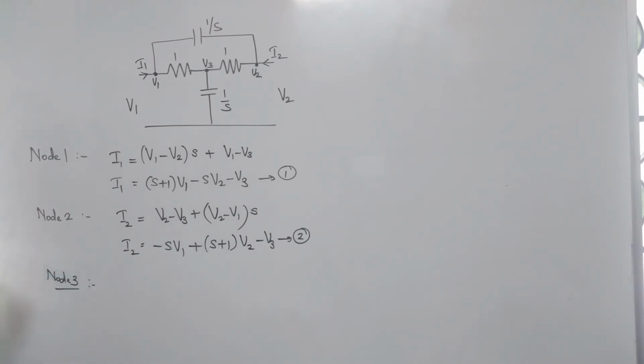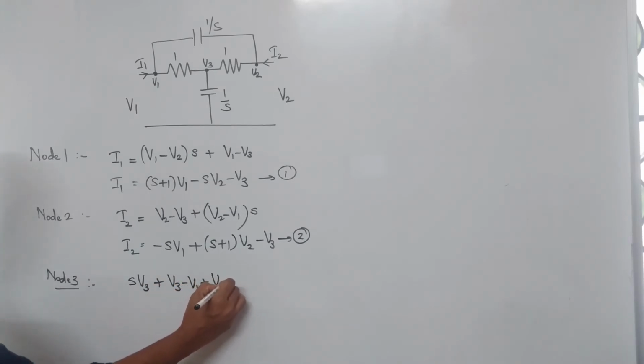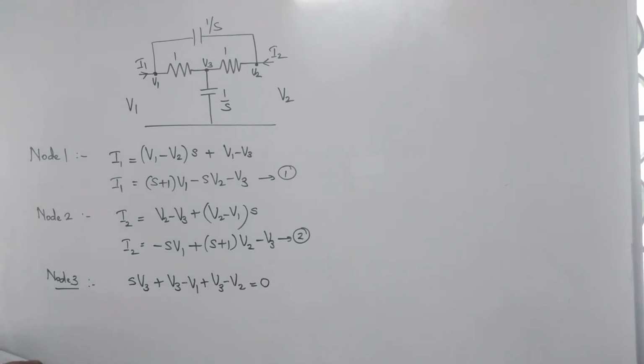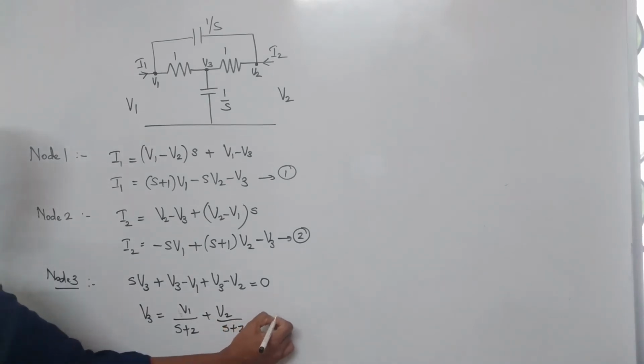With respect to V3, we can write V3 by 1 by S, that is S into V3, plus V3 minus V1 plus V3 minus V2 equal to 0. From there we can write V3 is equal to 1 by S plus 2 into V1, or V1 by S plus 2 plus V2 by S plus 2. This is equation number 3.